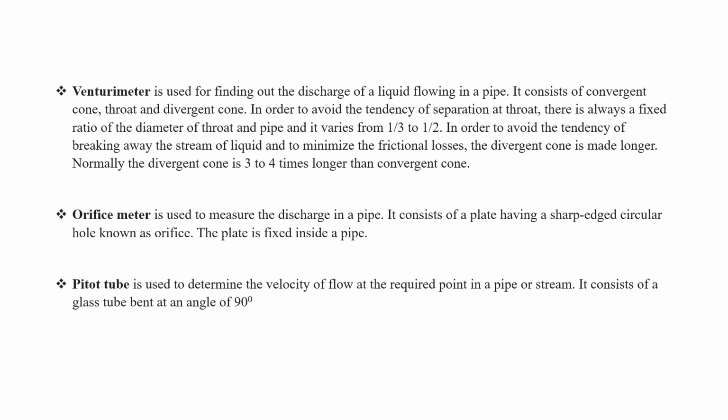The third is the pitot tube. It is used to determine the velocity of flow at the required point in a pipe or stream. It consists of a glass tube which is bent at an angle of 90 degrees.